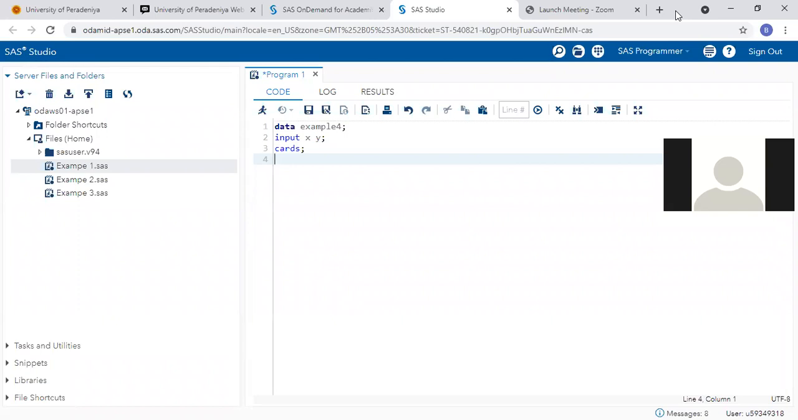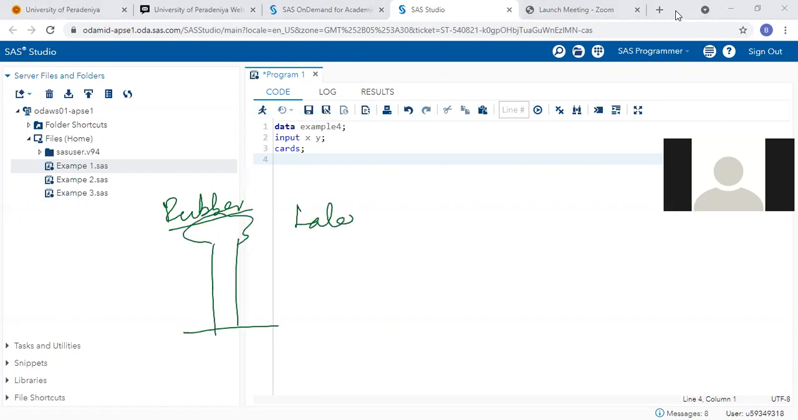Give an example. Let's say rubber tree. In a rubber tree, the ultimate product is latex, right? So the amount of latex depends on the diameter of the tree.